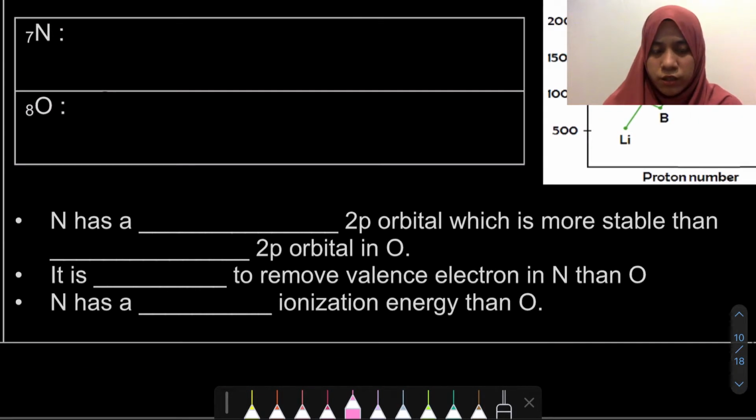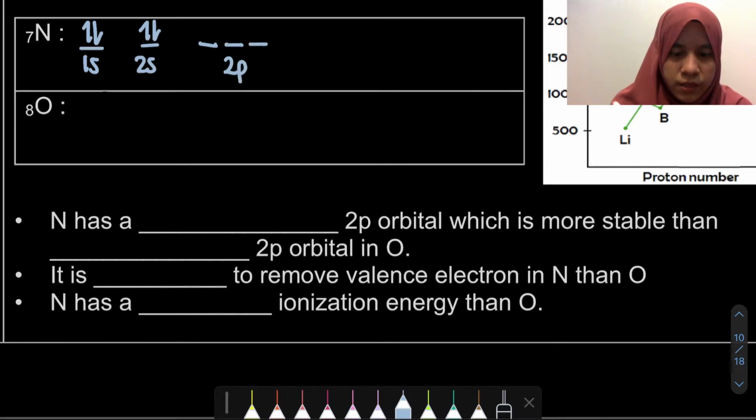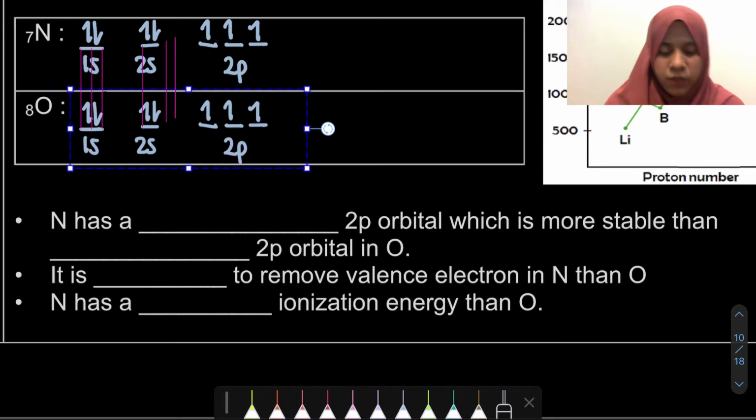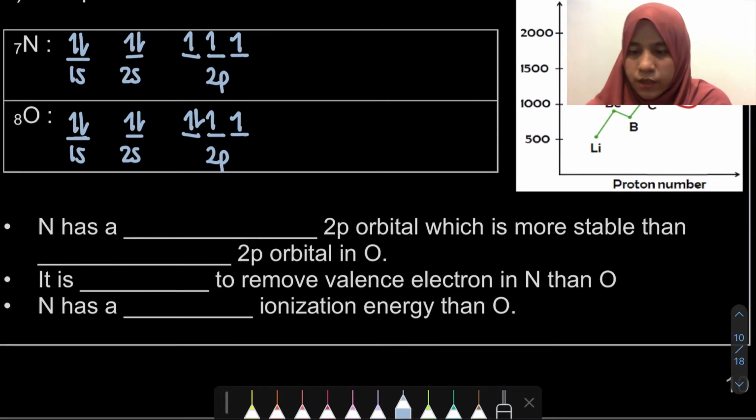So for nitrogen, the valence orbital diagram is 1s, 1 2; 2s, 3 4; 2p, 1 2 3, 5 6 7. Then for oxygen, 1 2 3 4 5 6 7, here is 8. Remember, across the period the ionization energy is supposed to increase. But here the nitrogen is higher than the oxygen.